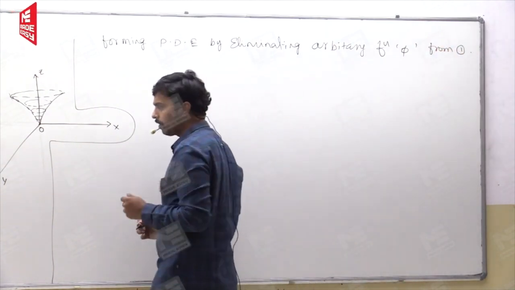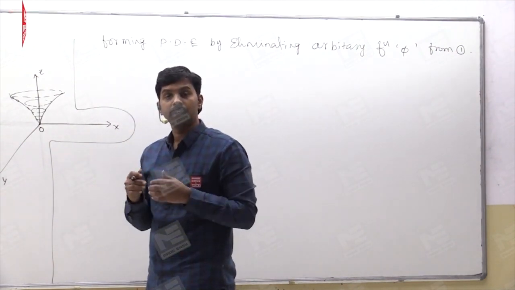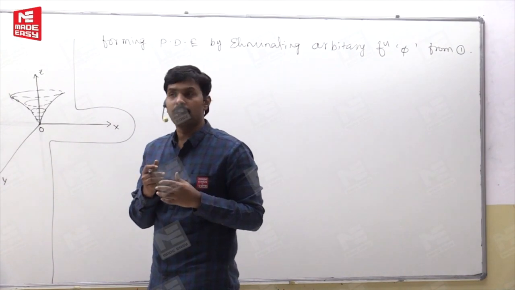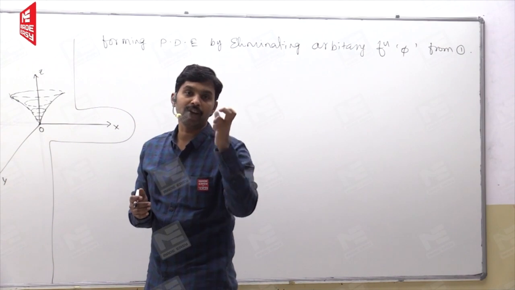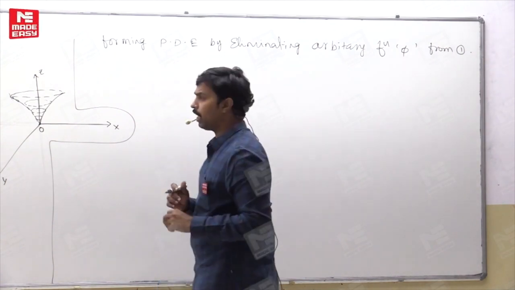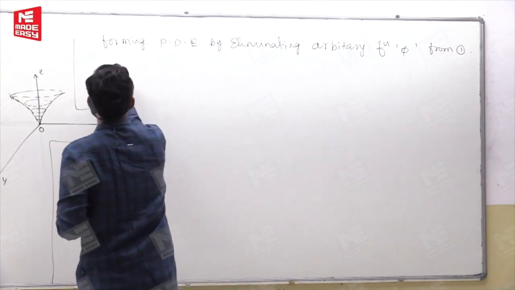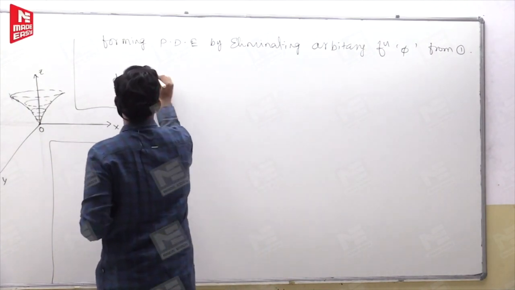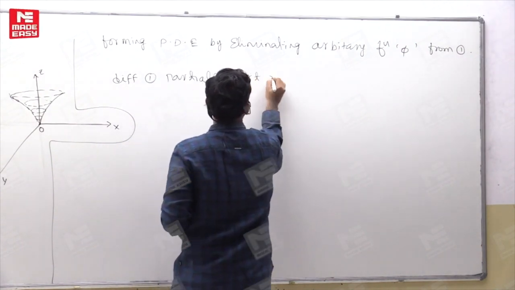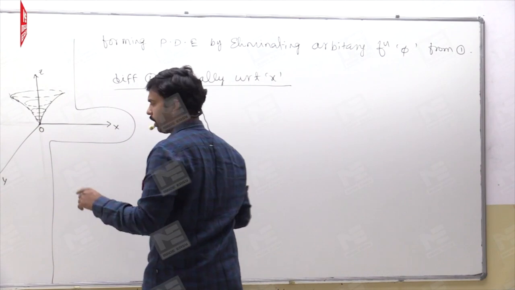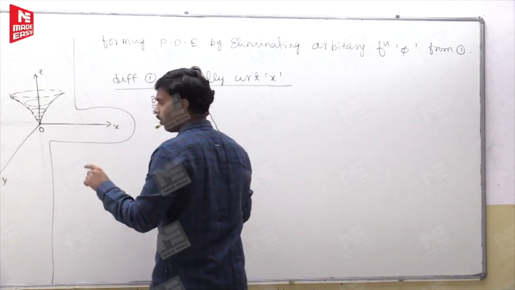Yes, how to eliminate this? Let us see. If you want to find the partial differential equation, we must have the partial derivatives with respect to x and y here, as z depends on x and y. Now what I will do is differentiate equation 1 partially with respect to x. So then what I get is dou z by dou x is equal to phi dash.